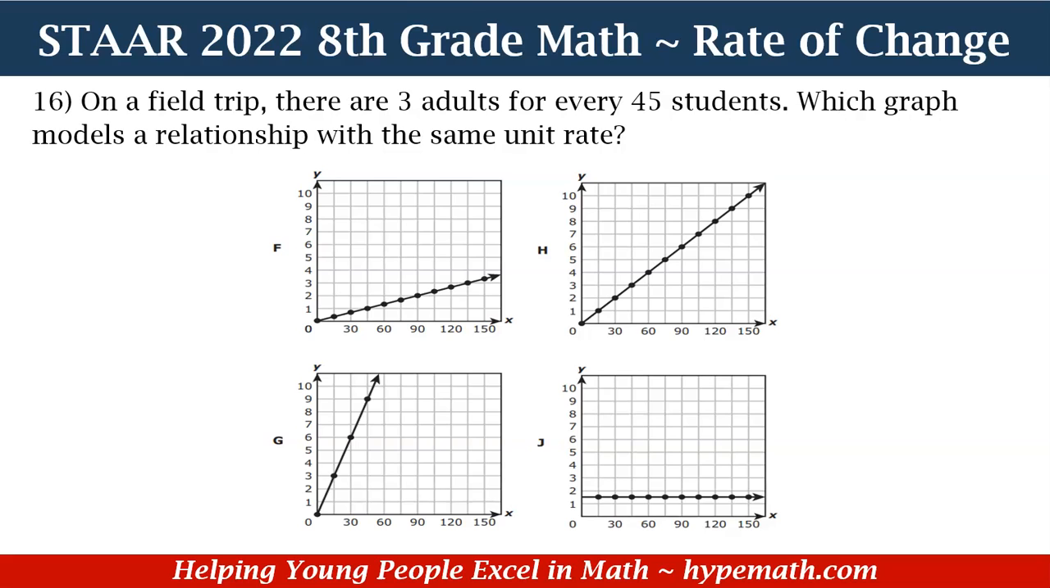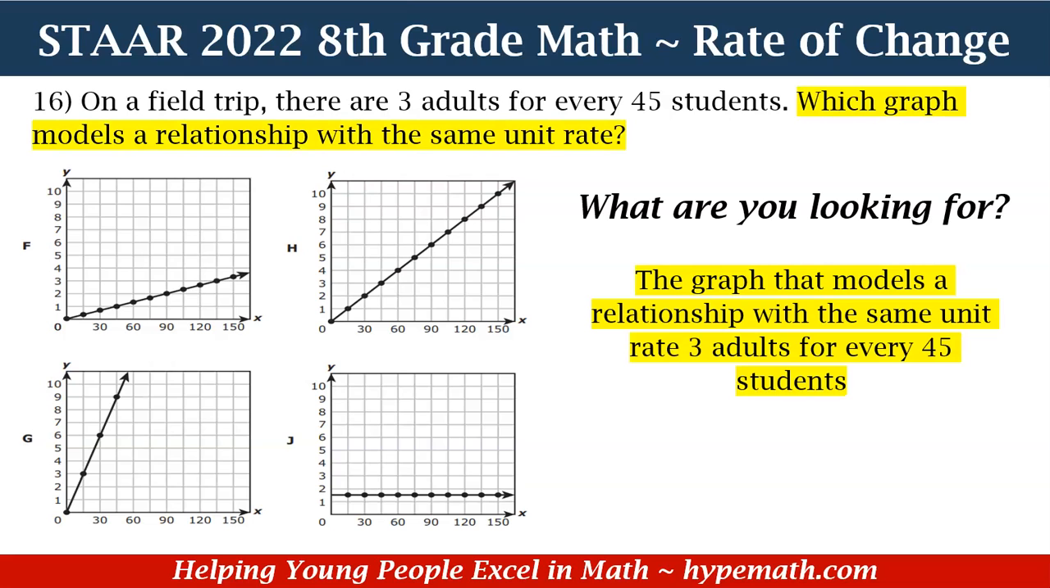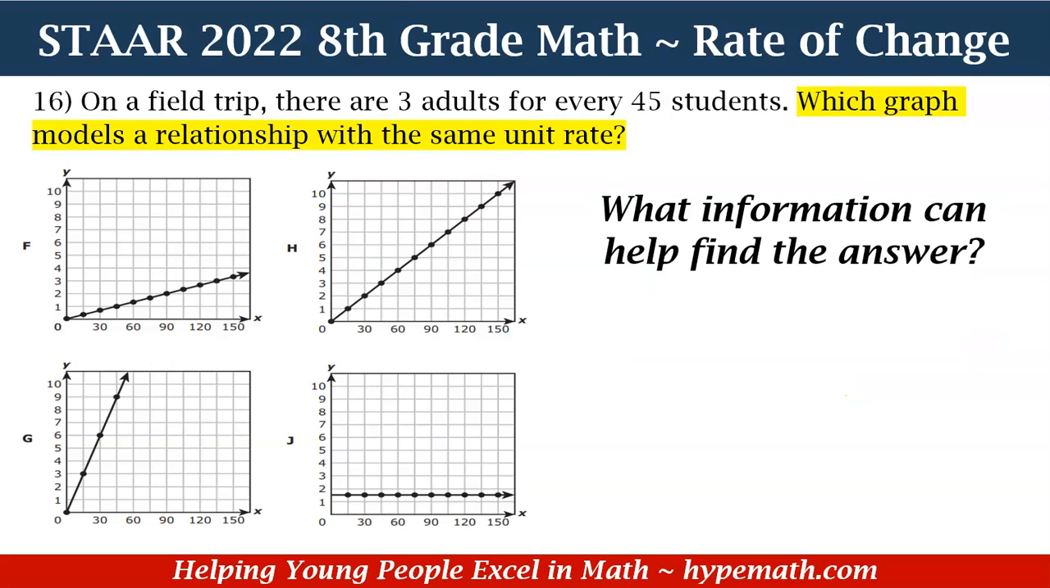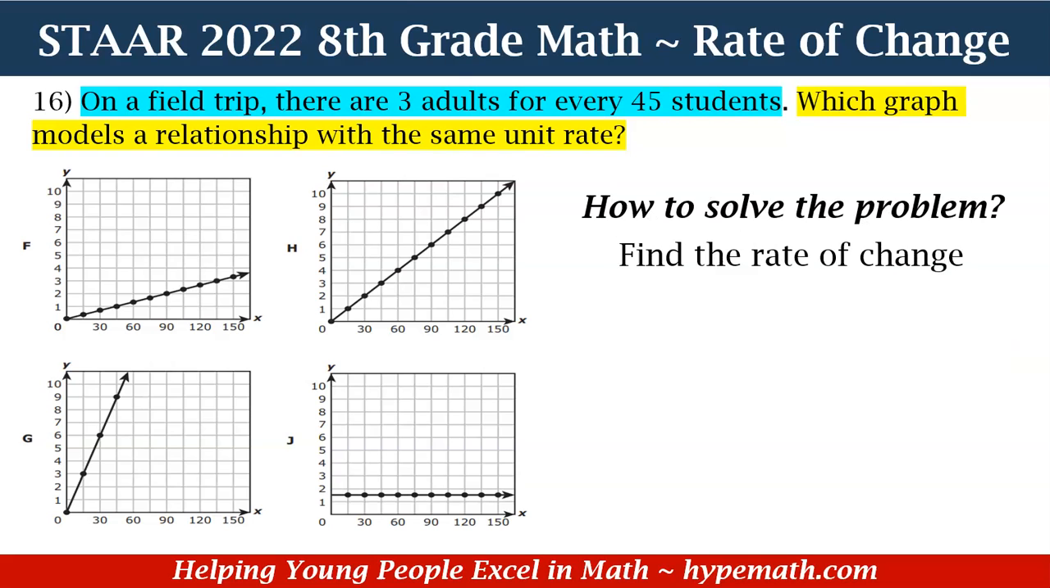In order to solve this problem, the first thing we're going to do is ask ourselves, what are we looking for? We are looking for the graph that models a relationship with the same unit rate of 3 adults for every 45 students. Now that we know what we're looking for, our next question is, what information can help find the answer? It is that on the field trip, there are 3 adults for every 45 students. Now, how are we going to solve the problem? You guessed it, we are going to find the rate of change, of course.